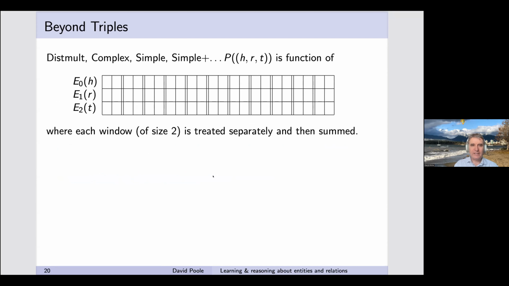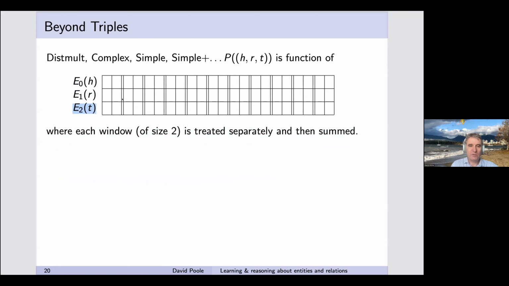All right. So you can view a lot of these, DistMult, ComplEx, SimplE, SimplE+, as ending up with an embedding for the head, a relation embedding, and a tail embedding. And somehow you're going to combine two of these together. Both ComplEx and SimplE+ combine two of these windows, and there are lots of different windows for different embeddings. That's one way to view it.